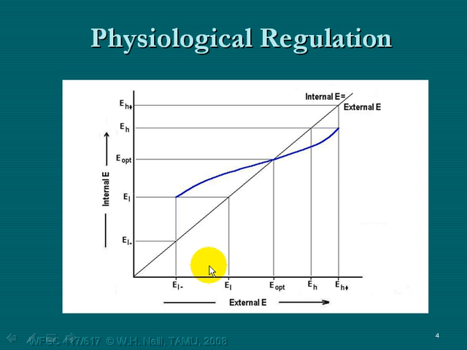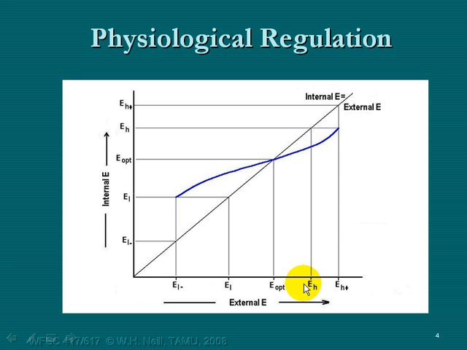On the y-axis is graphed the internal level of some environmental factor, and on the x-axis is the external level. And the idea is if the animal can regulate the internal level, then the level of the external environment that can be tolerated or over which performance is at least minimally acceptable can be extended. So if you take a look here, we're saying that from some limiting lower level here to some limiting higher level, that the animal really needs to be between EL and EH.